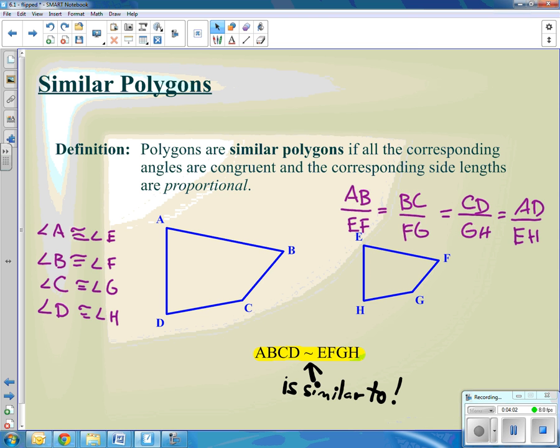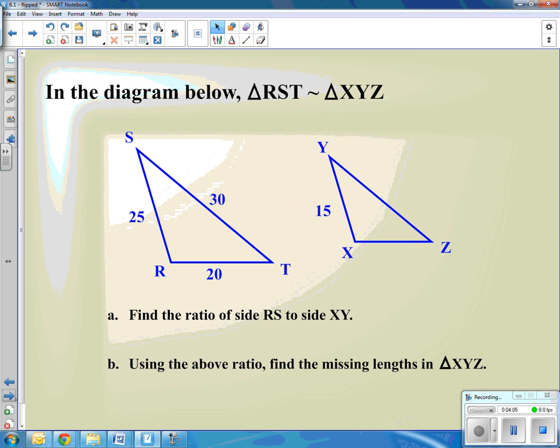All right, so let's talk a little bit more about that idea of those equal proportions by looking at this example. So in the top, I can see that I have triangle RST is similar to triangle XYZ. And again, you want to see that statement. That's what's going to tell you you're now working with similar figures. So I have all the information given to me in the diagram. The first question is asking me to find the ratio of side RS to side XY. Okay, well, I'm going to set up that ratio first. RS over XY.